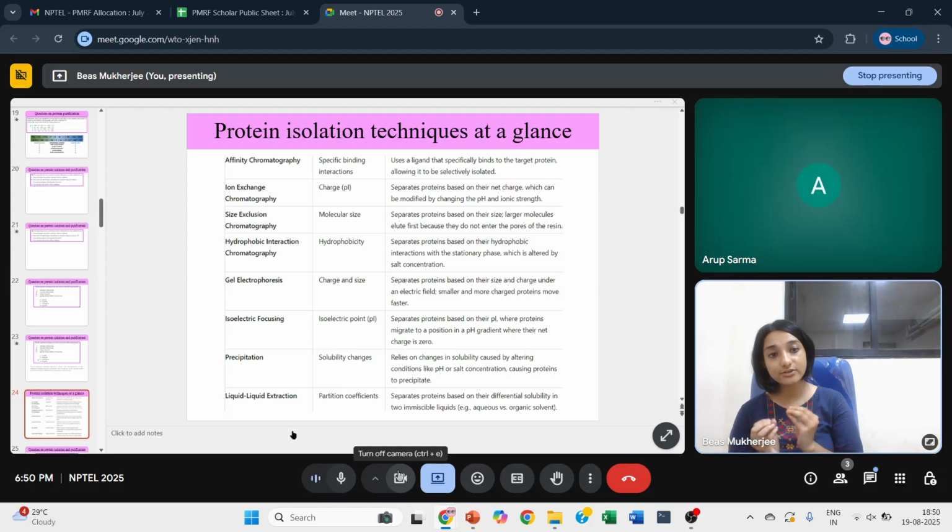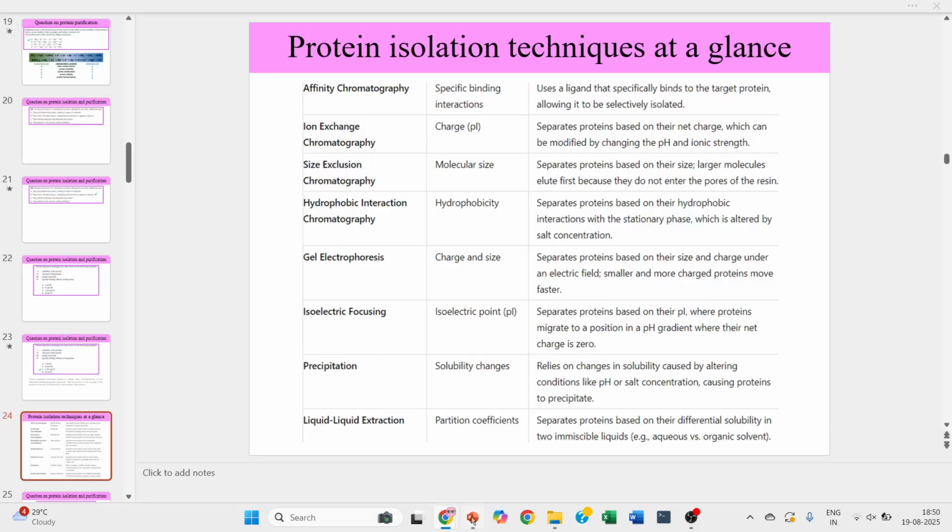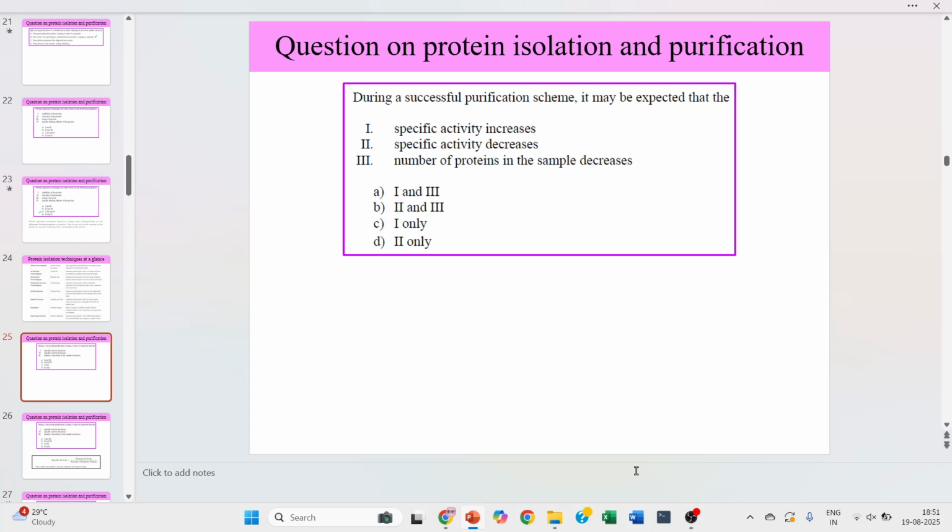Then comes isoelectric focusing. So this depends upon the pH of the protein, at which pH the protein is going to precipitate, right? And then there is precipitation. So salting in and salting out, solubility changes. And liquid-liquid extraction. So this is partition coefficient. Right.